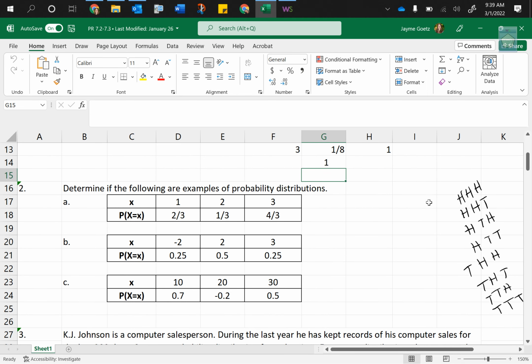Okay. I just added them all together. All right.